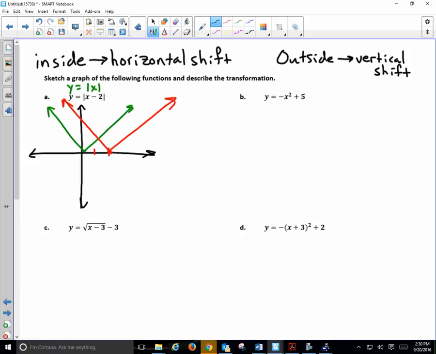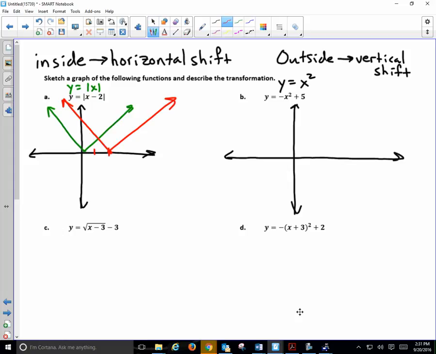As you look at the x minus 2, is the minus 2 on the inside of the absolute value or on the outside? It's on the inside, right? And that will create a horizontal shift. The plus 5, is that on the inside of the squared or outside of the squared? It's on the outside of the squared. So therefore, it will be a vertical shift.